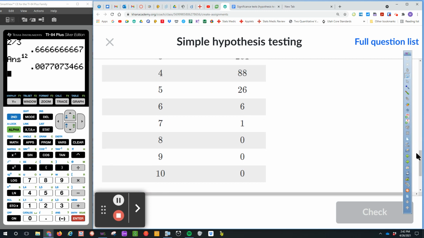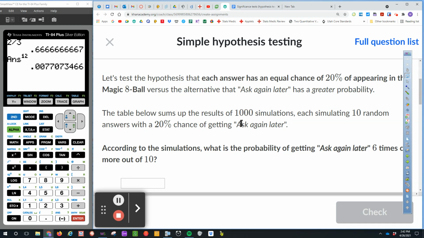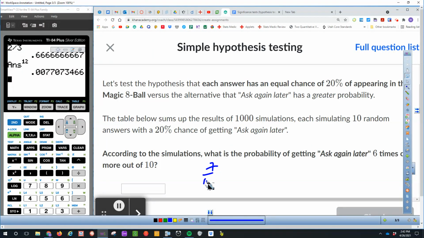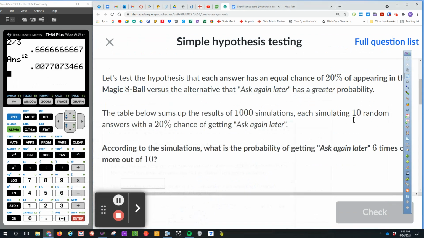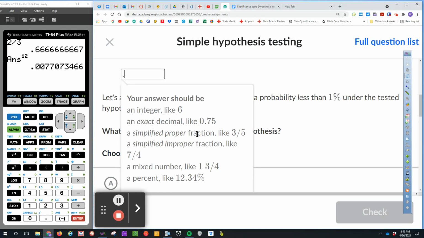So 7 out of how many times? 7 out of 1,000 simulations, which is 0.007, right? And if we change this to percent, it's 0.7%. So here it should be 0.7%. Okay, so let me put that down as 0.7%.